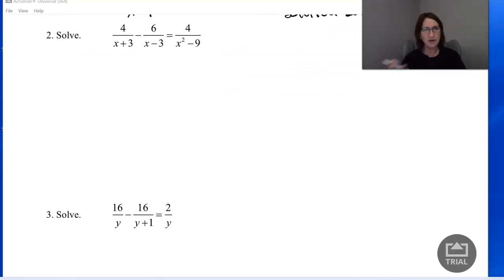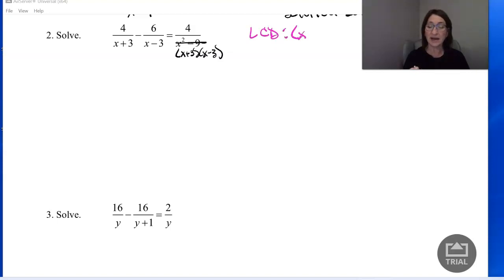All right, let's look at problem number 2. So for problem number 2, I start the same. I want to identify my LCD. So in order to do that, I would need to factor that X squared minus 9, and that's going to be X plus 3, X minus 3, because that was the difference of two squares. So now my least common denominator is going to be X plus 3, X minus 3. And I'm going to leave it in factored form. It's a little bit easier. So now what I want to do is clear the fractions.